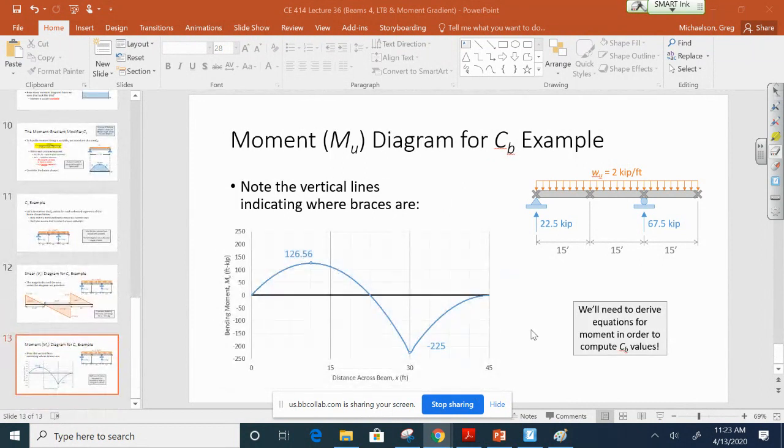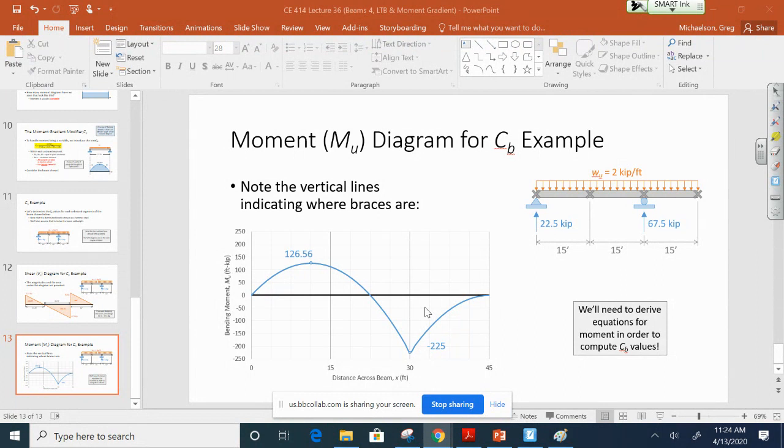And then if we go to the next slide, I went ahead and included that moment diagram. So if you see here, note, the moment diagram trails upward, trails downward, trails back up. Now notice I've got these vertical lines showing where the braces are. So there's a brace here, brace here, brace here, and it might be a little difficult to see on your monitors, but I actually have the grid showing up at quarter points. So I'm going to need a moment here, a moment here, and so on and so forth.